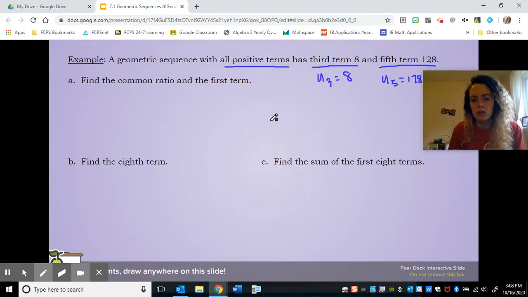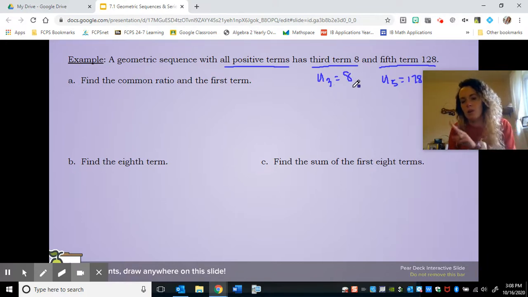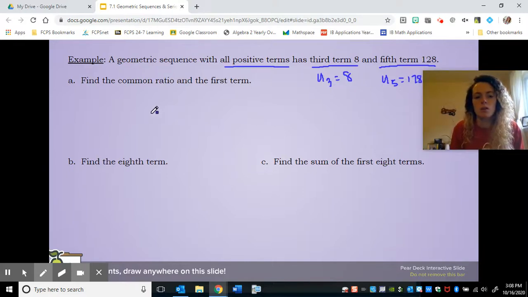So as an alternative, you could also say, in order to get from my third term to my fifth term, I'd have to multiply that 8 by r twice, once to get to term 4, and then once to get to that fifth term of 128. So I'm going to set up a little equation that just kind of shows that. So if I want to get from my third term, which is 8, to my fifth term, which is 128, I'd have to multiply 8 by r twice.